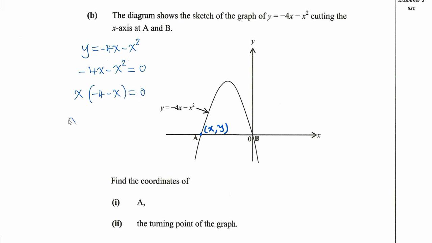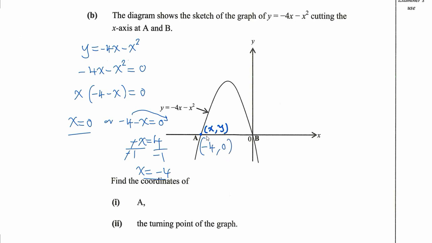The next thing will be x is equal to 0 or negative 4 minus x is also equal to 0. Negative x is equal to 4. This 4 crosses the equal sign, comes this side. We divide by negative 1 on both sides, and x will be equal to negative 4. So you see the way it is? We found the x value. That simply means here x is negative 4, y will be 0.